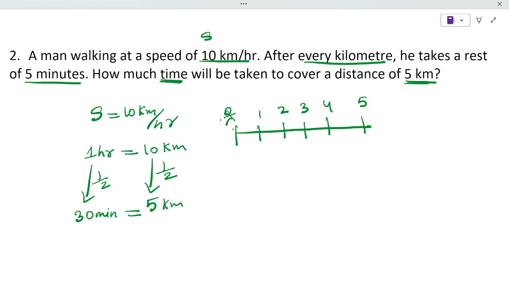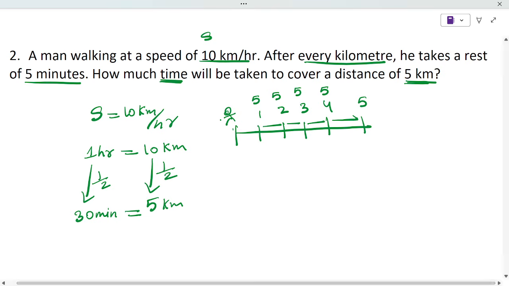So after reaching the first kilometer, 5 minutes rest. After reaching another kilometer, 5 minutes rest. After reaching another, 5 minutes rest. Another, 5 minutes rest. The last kilometer, we will not take 5 minutes rest. Why? Because the man is traveling only for 5 kilometers.